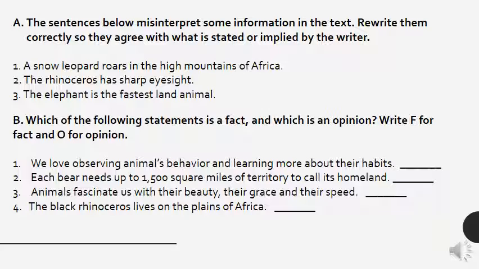It's the cheetah. Which of the following is a statement of fact and which is a statement of opinion? We love observing animals. Since we used the word love, it means this is an opinion. So we love, this is an opinion. Each bear needs up to 1,500 square miles. I told you before, when we use numbers, it means this is a fact.